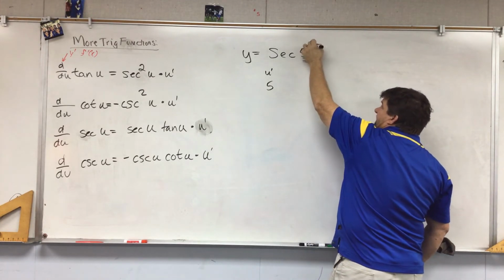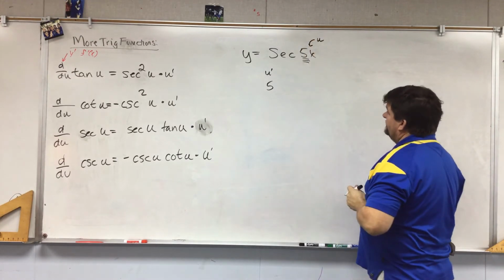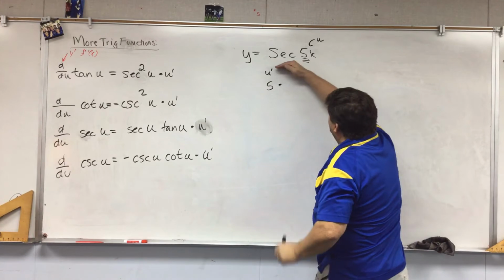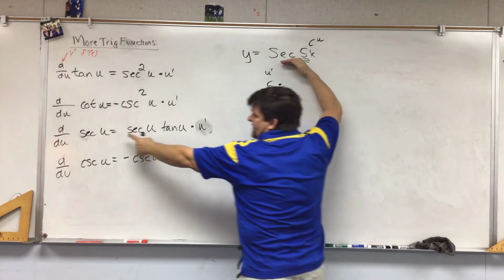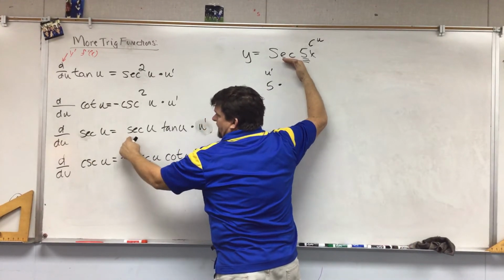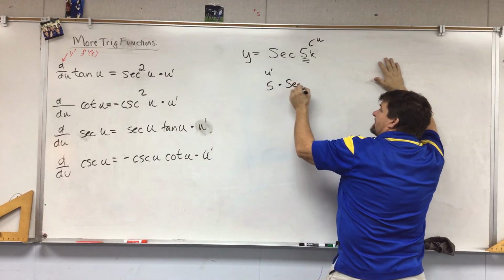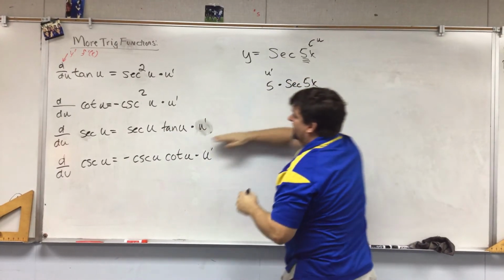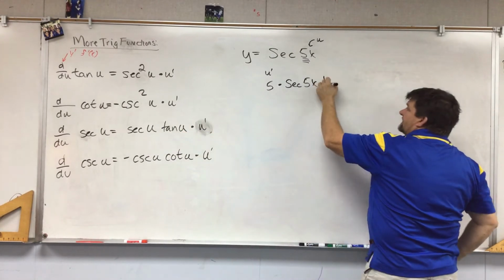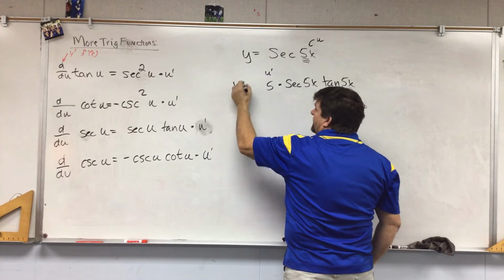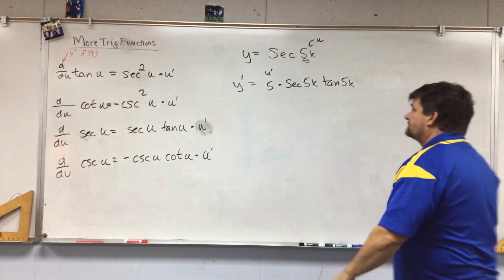Let's just assume that that's u. And it's going to be times the derivative of the secant of u with respect to u. Well, I'm going to keep the secant of u, secant of 5x, times the tangent of 5x. And that is my y prime. Okay?